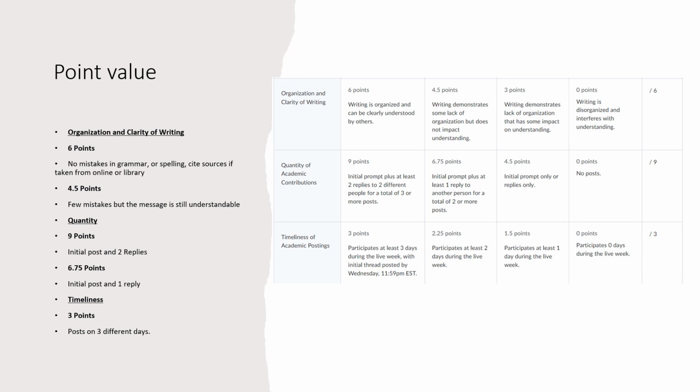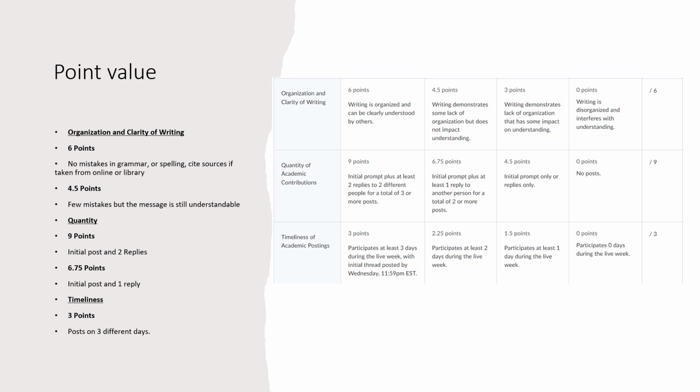Quantity refers to the number of posts you've done throughout the week. 9 points means you have your initial post plus 2 replies. 6 3/4 points means you've done your initial post and 1 reply. 4.5 points is just your initial prompt only, and of course if you didn't do anything you get a 0.